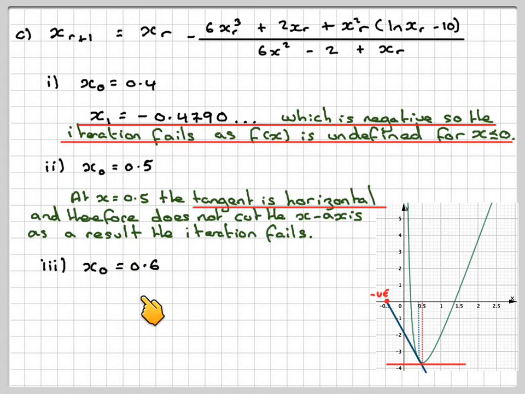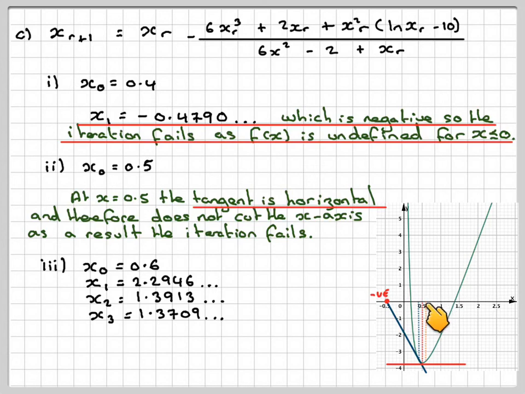Case 3, x0 is equal to 0.6, which is just the other side of this minimum point here, or the turning point. So if you take some iterations and do that, the same idea, you put x is equal to 0.6, put this in and use answer instead of x_r, you get the first one being that, second one being that, and we can see it's sort of converging on 1.3.